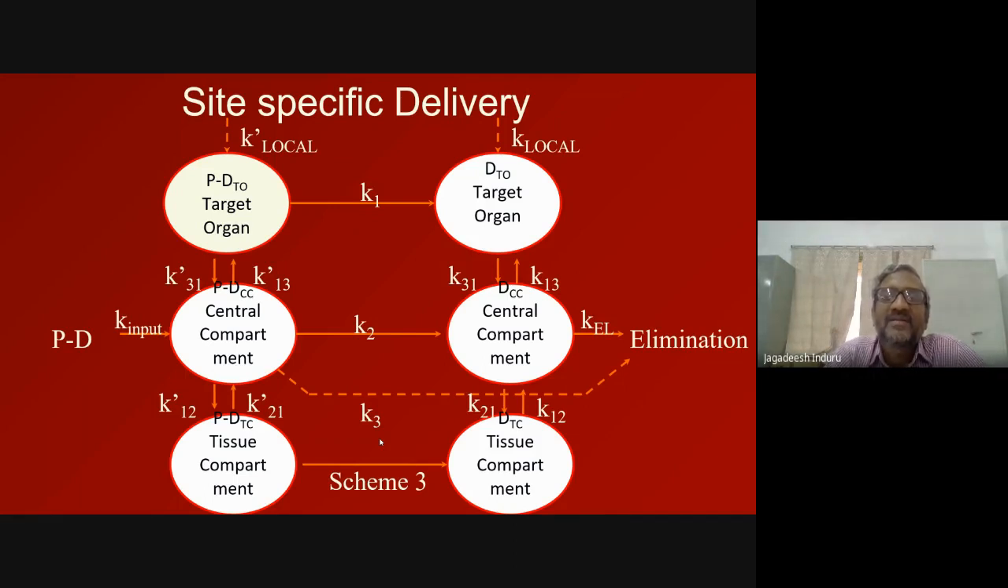So then you can say that my drug is targeted precisely. If you are finding the drug in a tissue compartment other than the target, and your toxic effects are very high, then it is not at all possible. It is not worth using at all.